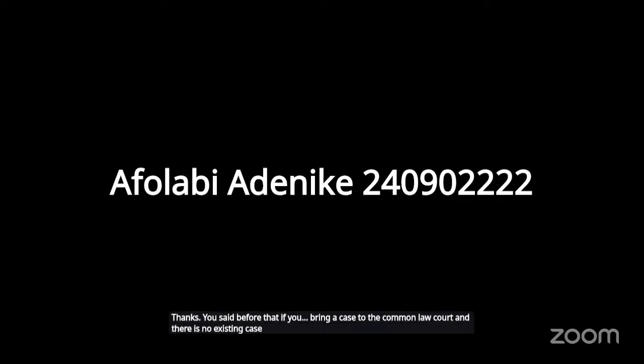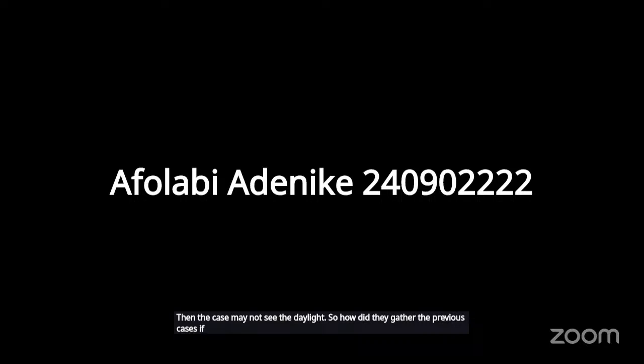Thank you, sir. You said before that if you bring a case to a common law court and there is no existing case that is similar to your case, then the case might not see daylight. So how did they gather the previous cases if it was so rigid like that? How were the other cases brought to court and made into writs?